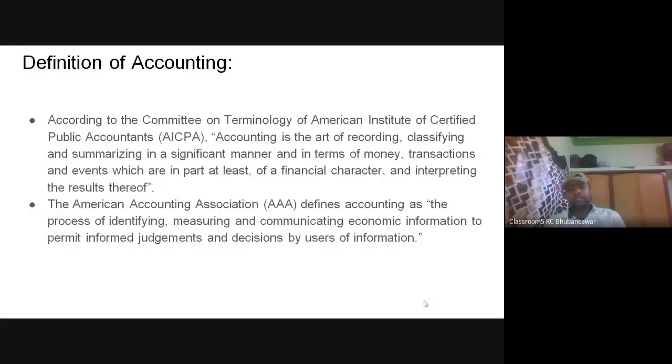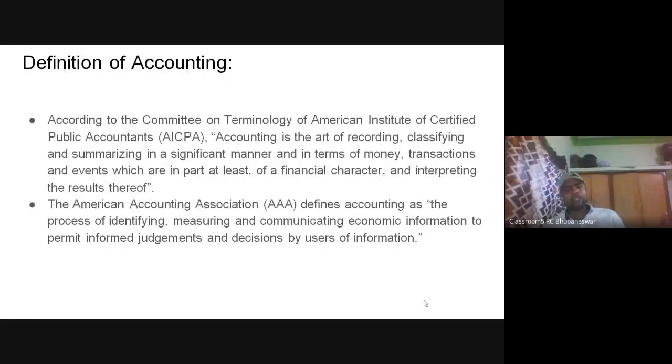The first one is the recording part. When we are going to record, what will it record? It will record only those items or events which have a financial character or financial value, and which can be expressed in monetary terms. It will be recorded only. Okay, then after recording that, what will it do? It will classify that one.